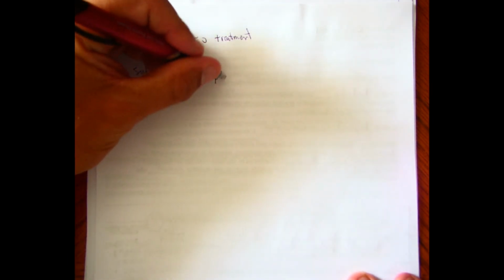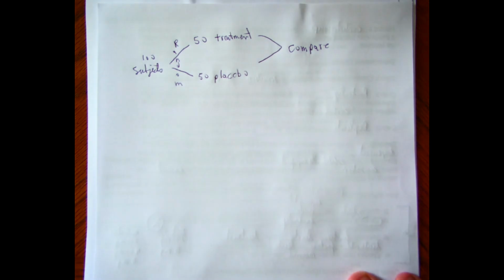Here's what it looks like. You got your subjects. I'm just going to put 100. You randomly assign 50 to get a treatment, and then 50 to get a placebo. And then you would compare the results. So that's a randomized design.